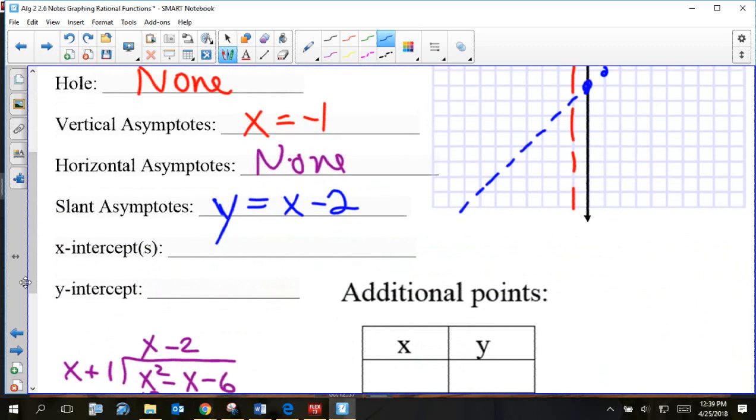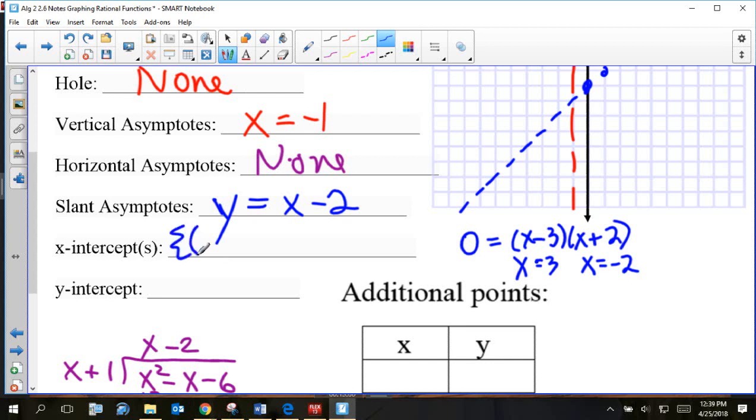I find our x-intercepts by putting the numerator equal to 0. So we have 0 equals x minus 3 and x plus 2. So we'll have one x-intercept at 3, one x-intercept at -2, but when I ask for intercepts, I want an ordered pair. What would it be called if you made a big list of them? What would I be asking for? You just listed them. Zeros, thank you.